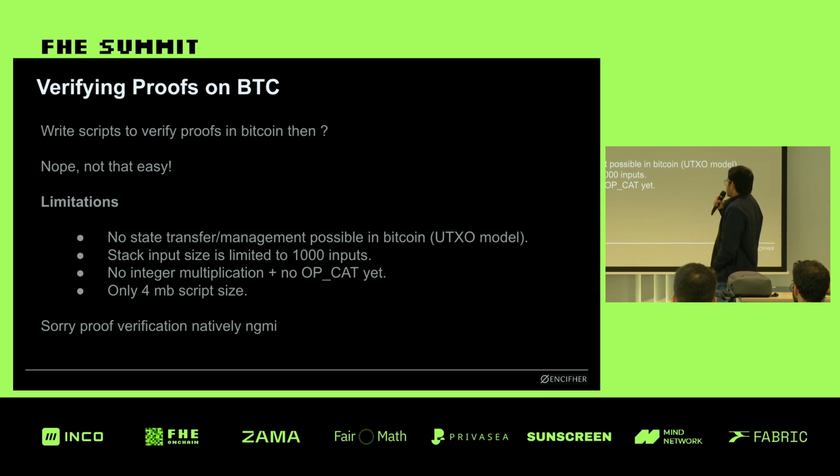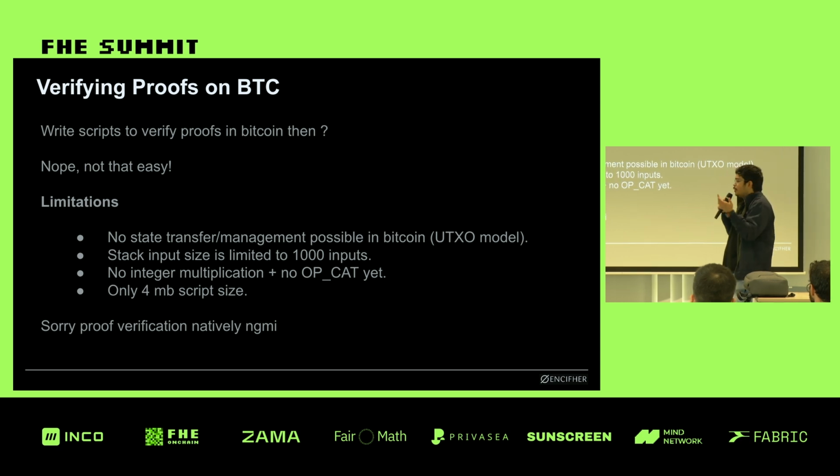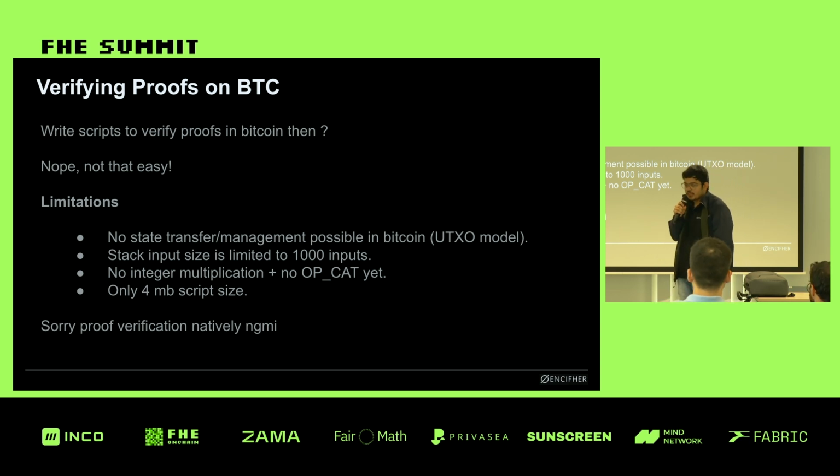So what do you need to do to achieve that? You just have to write certain Bitcoin script. Bitcoin has its own scripting language. Write a verification script and verify that particular proof, whether it's FFLONK, modified PLONK, or Groth16, on Bitcoin itself, right? But unfortunately, it's not that easy because in Bitcoin we have lots of limitations. We don't have the state model the way we have in Ethereum. The stack input size is limited to 1,000 inputs, but in the verification process we might need millions of constraints.